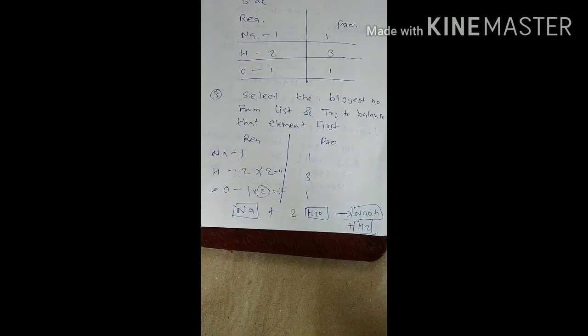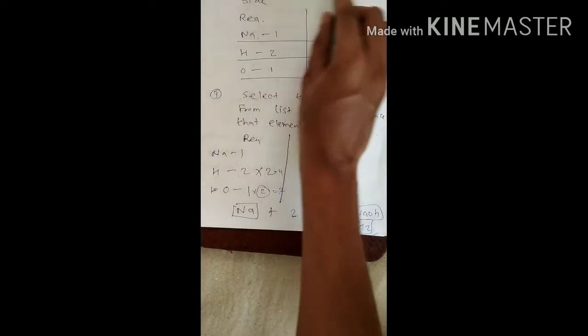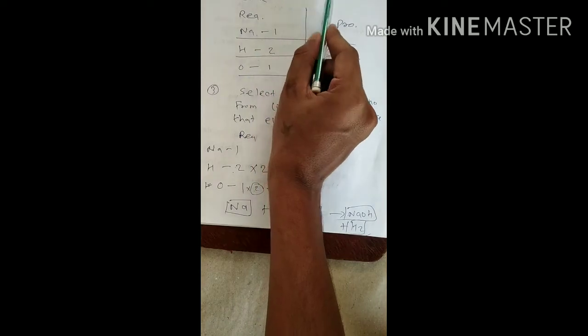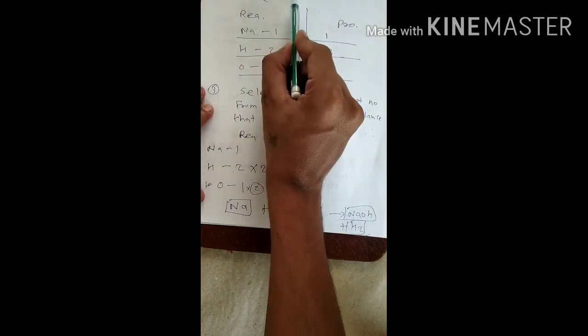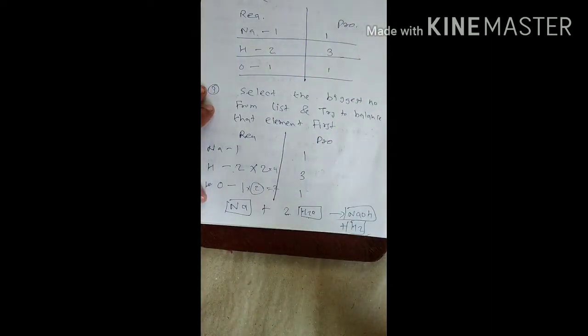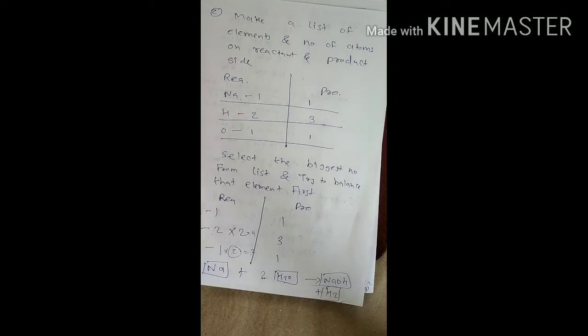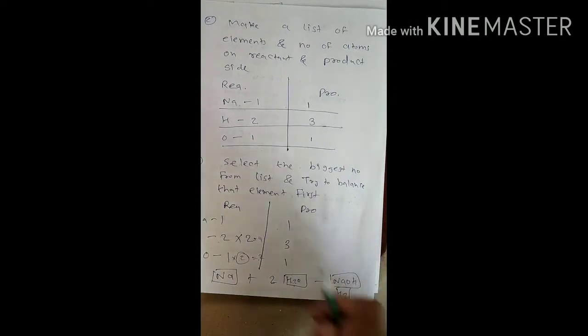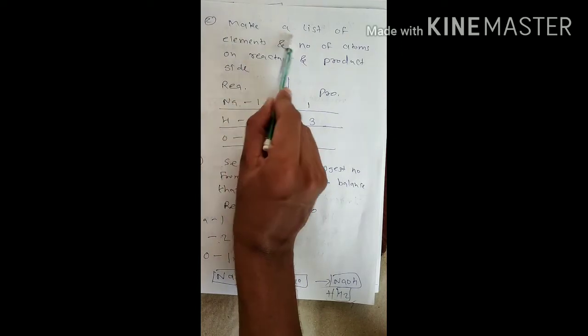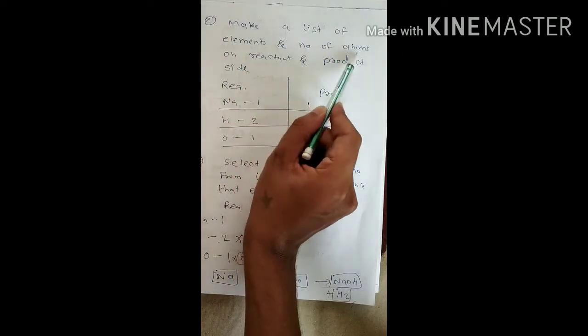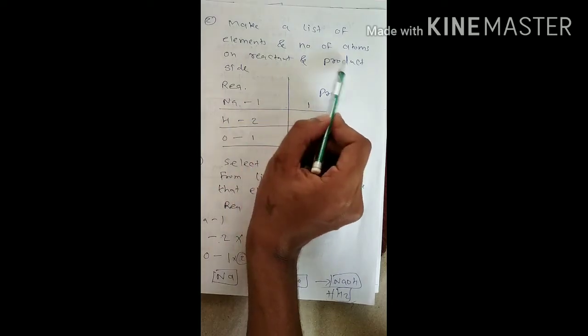Now the second step: make a list of elements and the number of atoms on each reactant and product side. Again, what is the second step? Make a list of elements and the number of atoms on the reactant and product side.